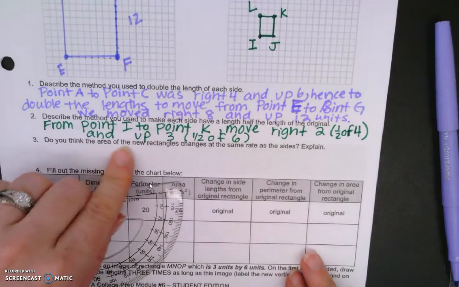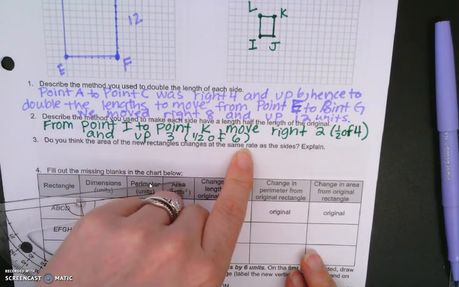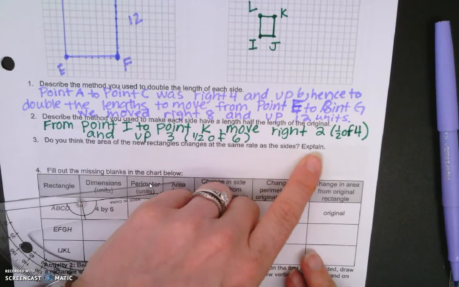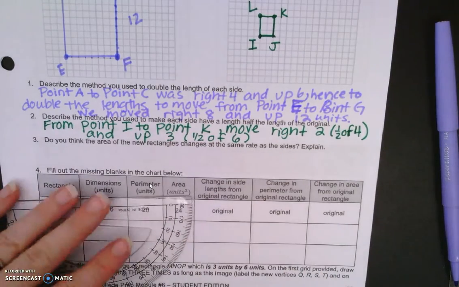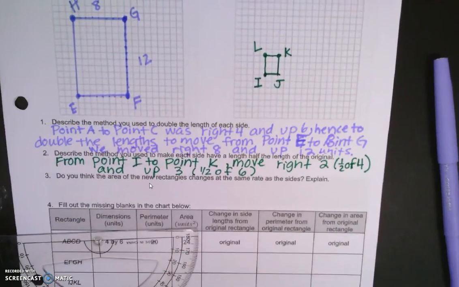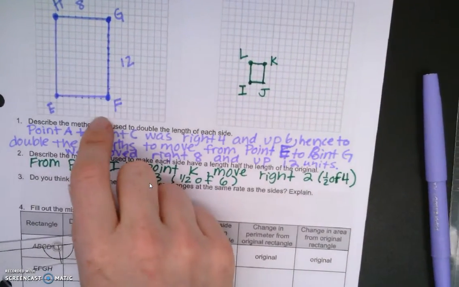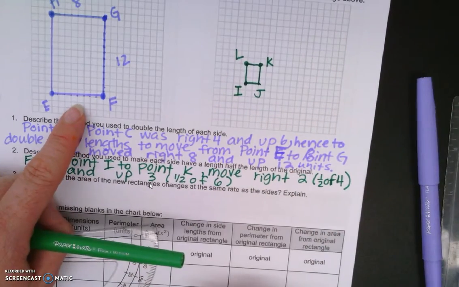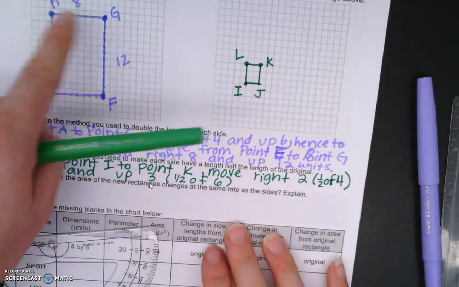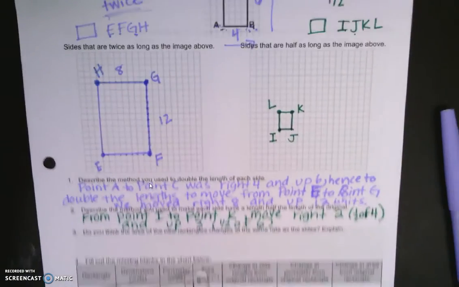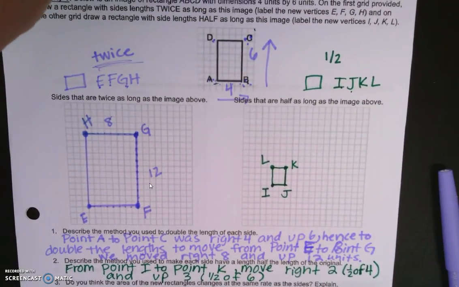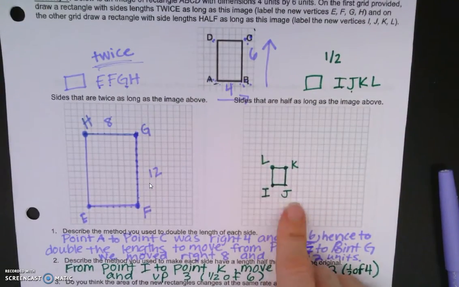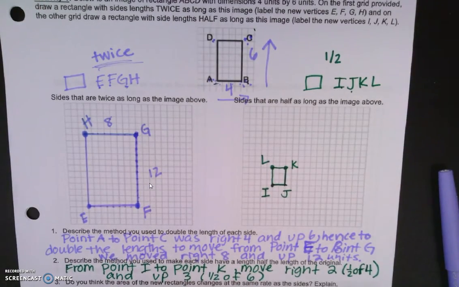Part 3. Do you think the area of the new rectangles change at the same rate as the sides? Explain. So what did our sides change as? Our sides changed at a rate of 2 and a rate of 1/2. So is our new area of our rectangle EFGH twice the area of our original rectangle? And is our new rectangle IJKL half the area of our original rectangle? Well, let's take a look.